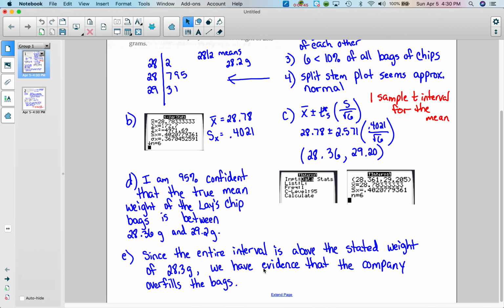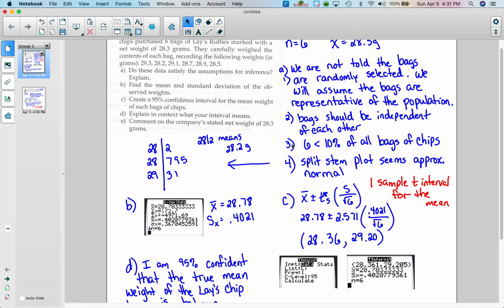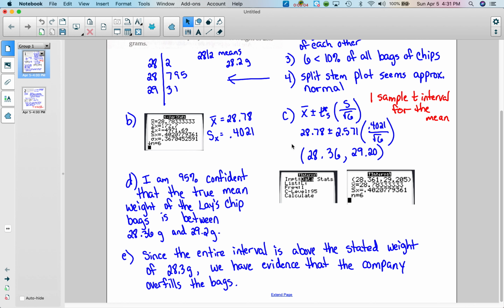Since the entire interval is above the stated weight of 28.3 grams, we have evidence that the company overfills the bags. But you know what? Nobody complains about that one. However, if they underfilled the bags, that would be an issue. So hopefully you see the details that I included in that and the communication involved in your interpretations.